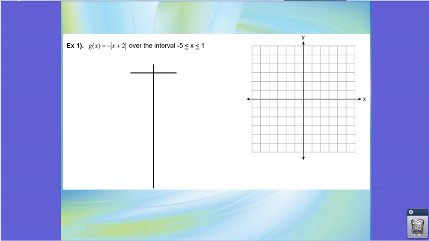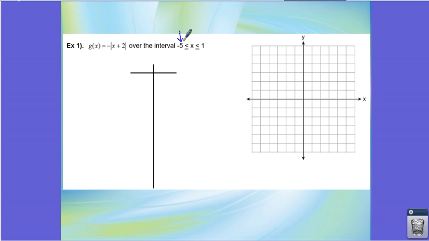Here, in example 1, we have function g of x, which is equal to the negative of the absolute value of x plus 2 over the interval of negative 5, which is less than or equal to x, which is less than or equal to 1. Now this inequality here gives us our domain.